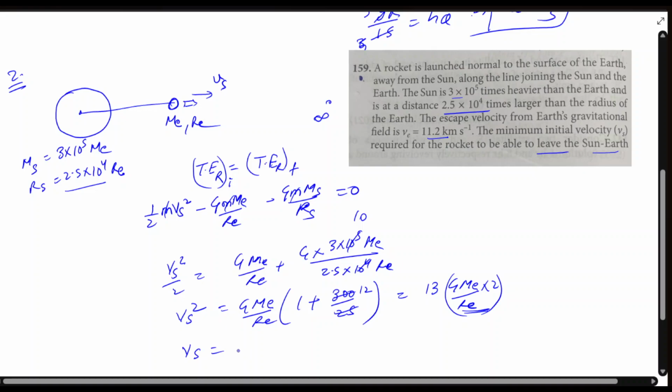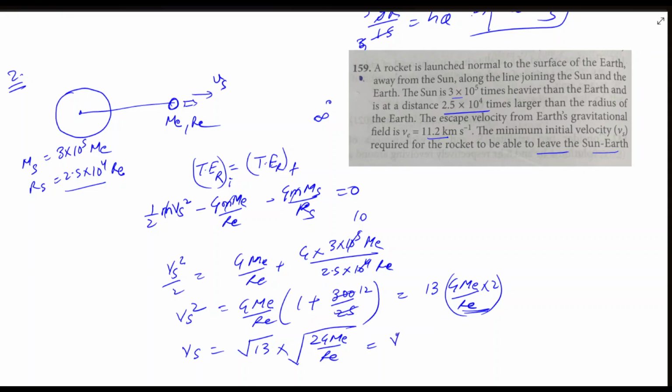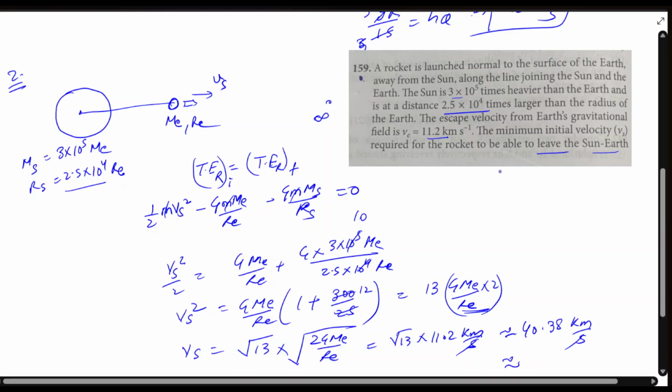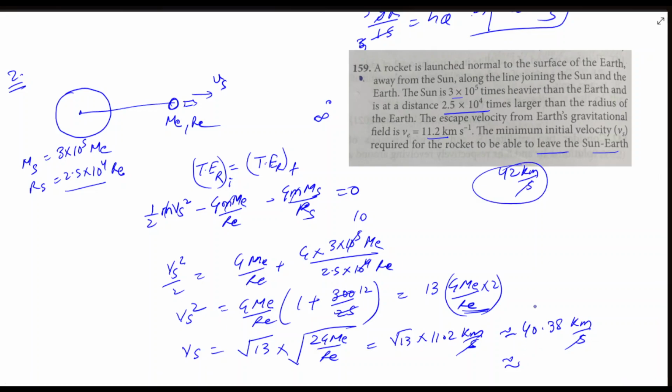So this is v_s, root 13 into, we can say, root 2 GM upon R, and this is 11.2, so we'll write it as root 13 into 11.2 kilometer per second. So the answer will be approximately 40.38 kilometer per second, but in the options there was 42, so the answer will be 42 kilometer per second. Okay, approximately we have to find.